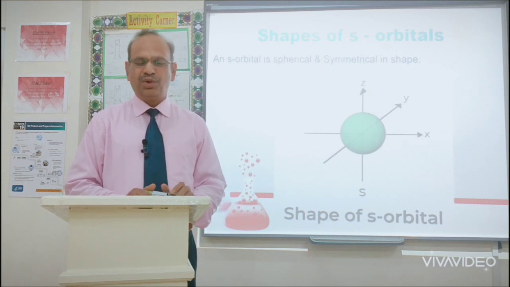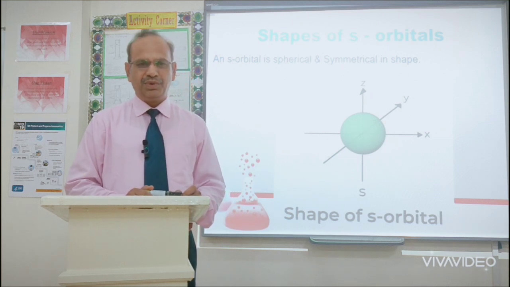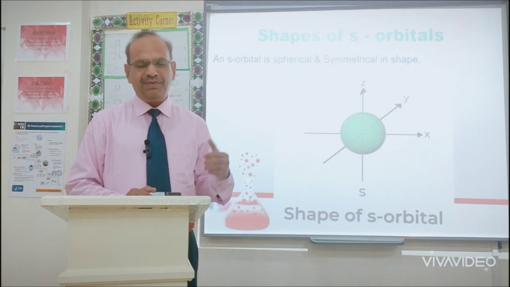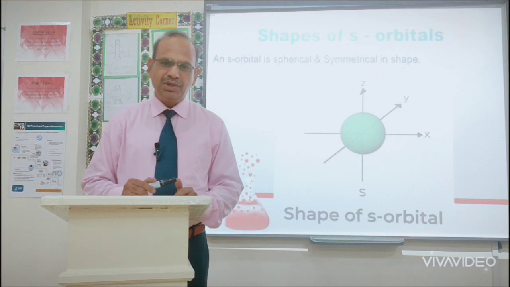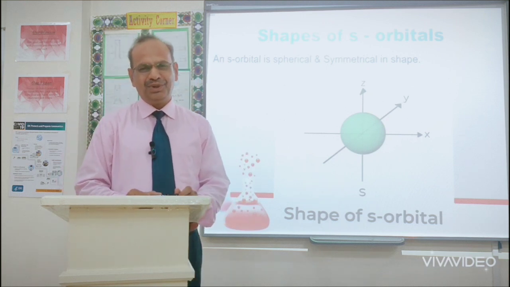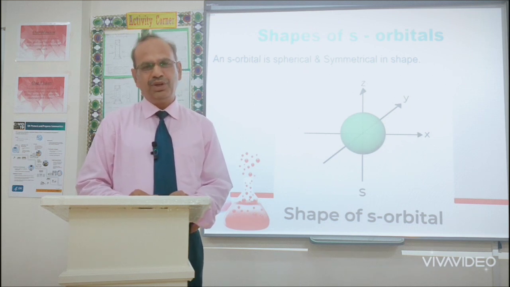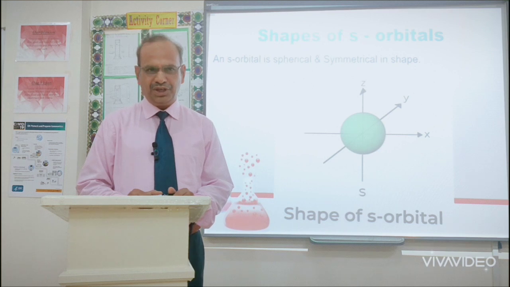We were discussing the atomic structure topic, which is Unit 2 in 11th grade chemistry. In my previous lecture, I explained the quantum numbers, and today I am going to explain the shapes of orbitals. There are four types of orbitals: s, p, d, and f. Today we discuss the shapes of s, p, and d.